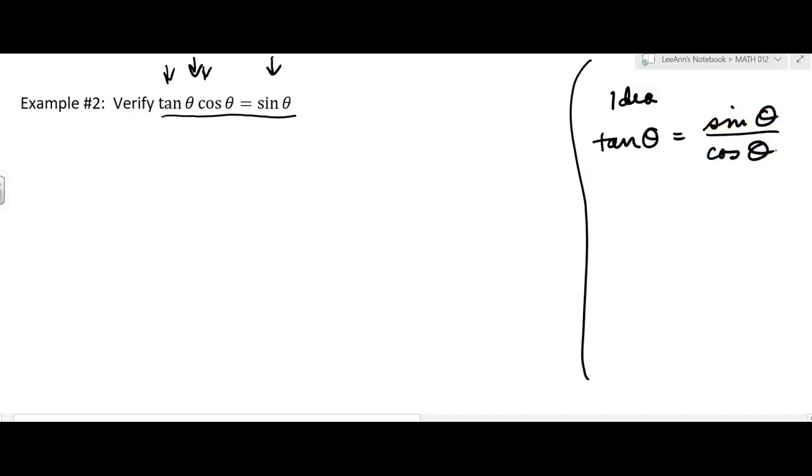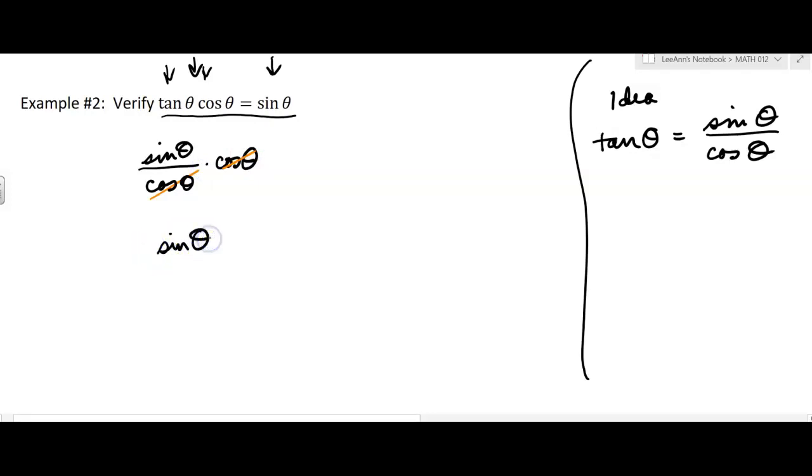So I'm replacing tangent theta with sine theta over cosine theta, and then times cosine theta. So notice that I've only replaced the tangent theta. I kept the cosine theta. I'm not doing anything with the right-hand side. Okay. And then something great happens here. We have a little bit of algebra, so the cosine thetas cancel. Now it's just sine theta.